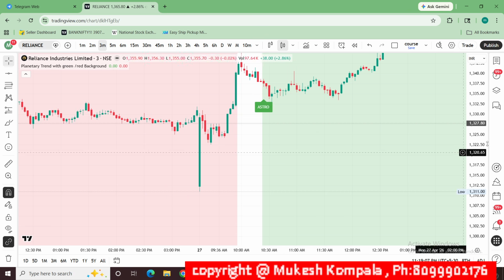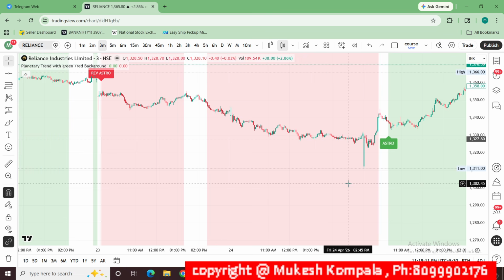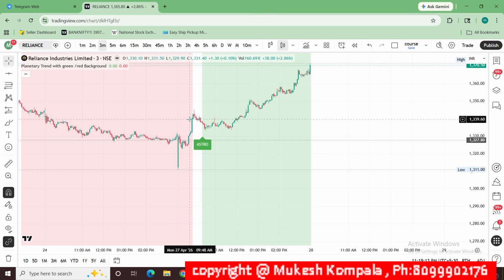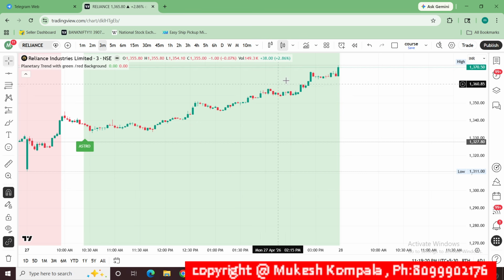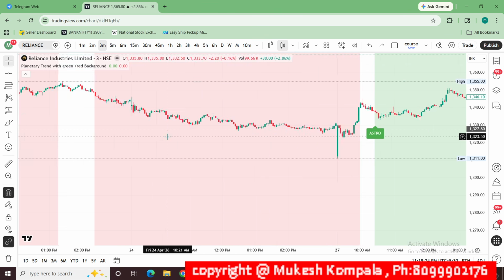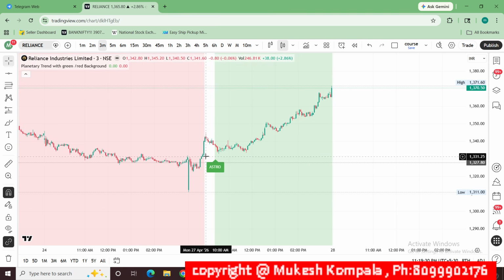Now it's clearly seen. For example, if you take today, see this, it has given the buy signal here at 1337, and from there it goes to 1370. Previous to that, it gave the sell signal at 1335 and exit at 1332.